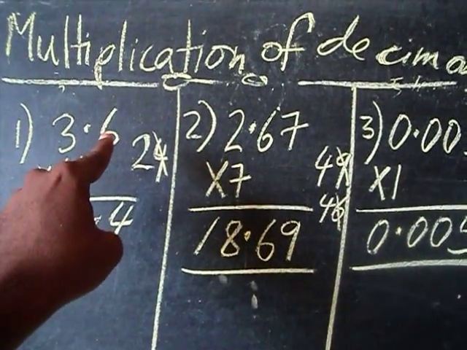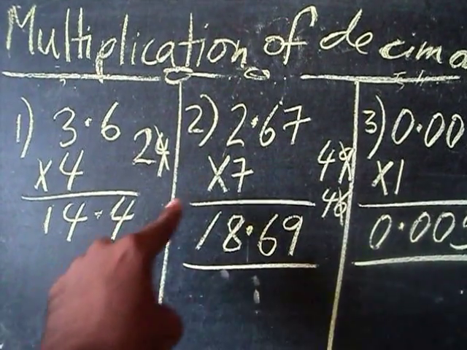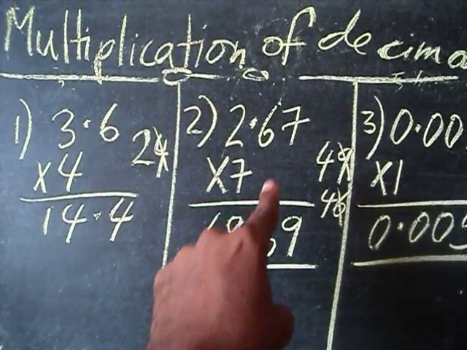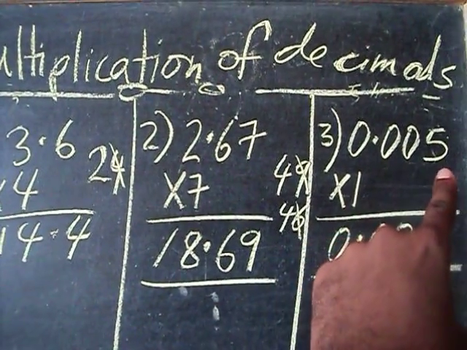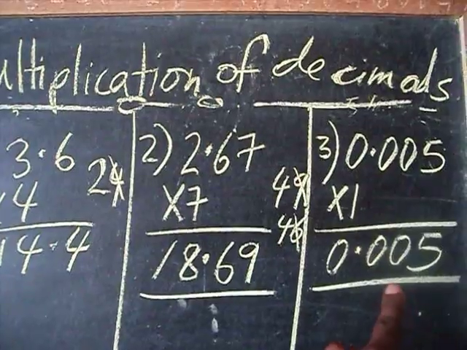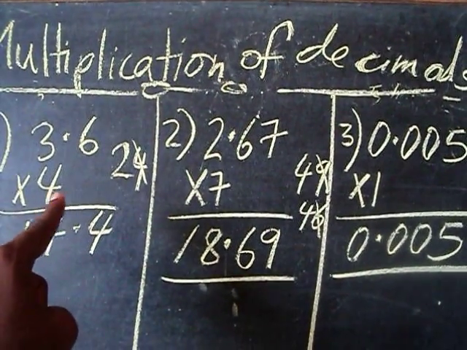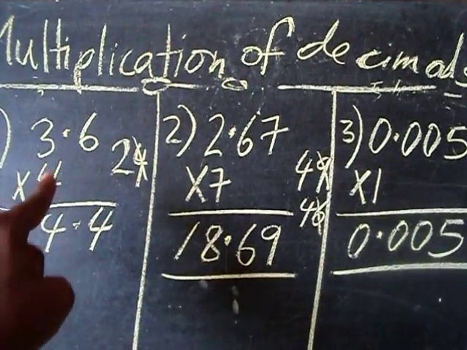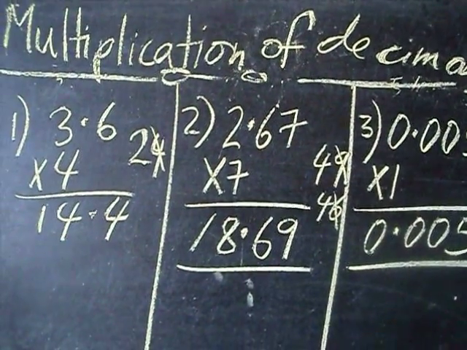If you have one decimal place here, then there is one decimal place in the answer. If you have two decimal places, then your answer will have two decimal places. If you have three decimal places, your answer will have three decimal places, and so on. Now note, this is only for when you are multiplying whole numbers by decimals. If you have decimals by decimals, it's different.